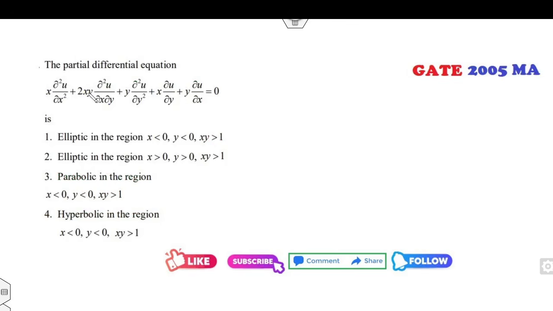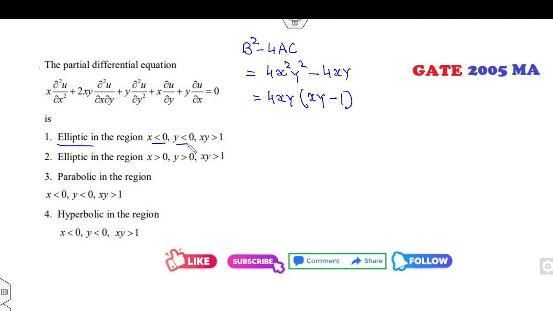Which of the following cases will be satisfied? Can you find b square minus 4ac? That's 4x square y square minus 4xy. So I will take 4xy as common. It is xy minus 1. Elliptical: when x is negative and y is negative, this product will be positive, greater than 1. So that means this whole quantity is greater than 0, so that means this is a hyperbola.